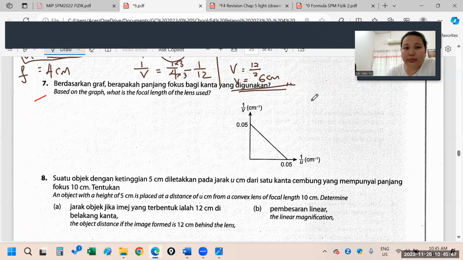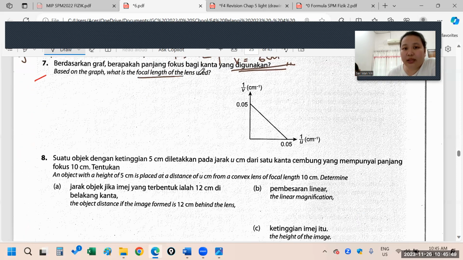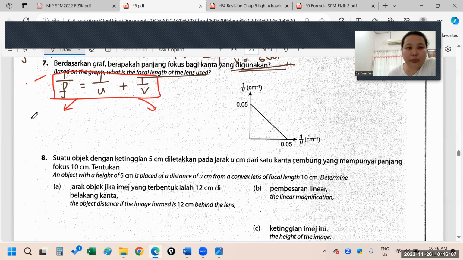Okay, now this one is based on the graph. What is the focal length of the lens used? So we use 1/f = 1/u + 1/v. Okay, now here is the confusing part. A: 1/f = 1/0.05 + 1/0.05.